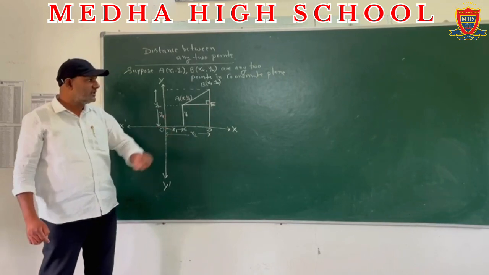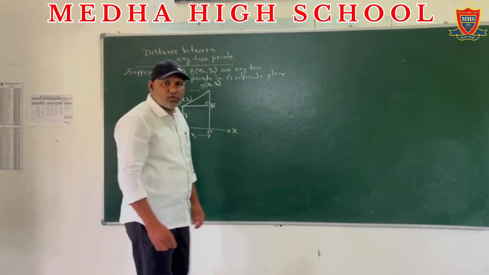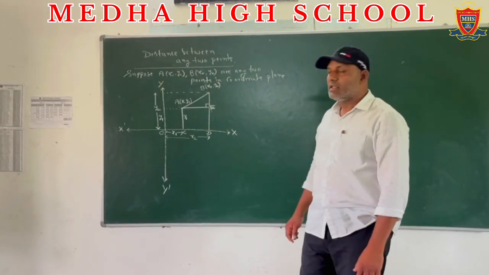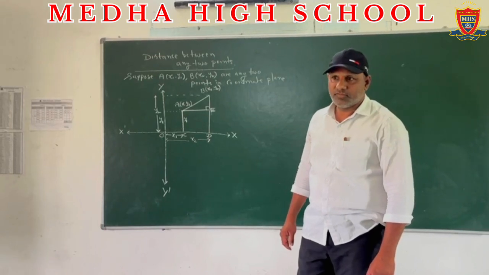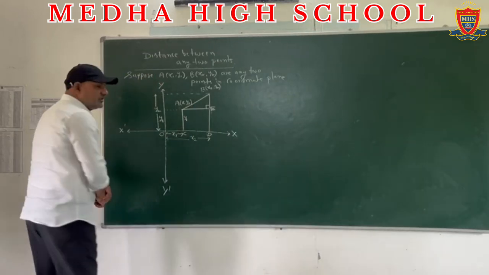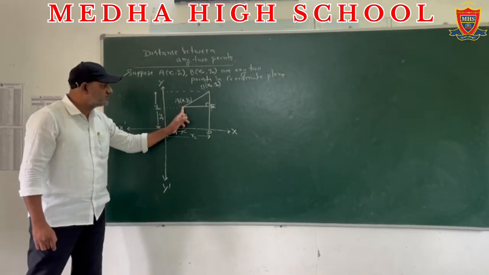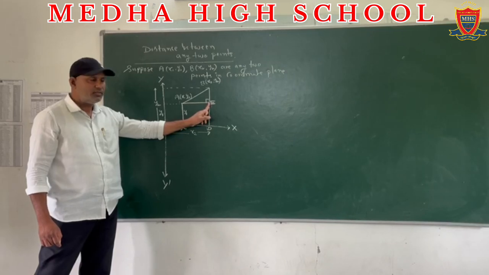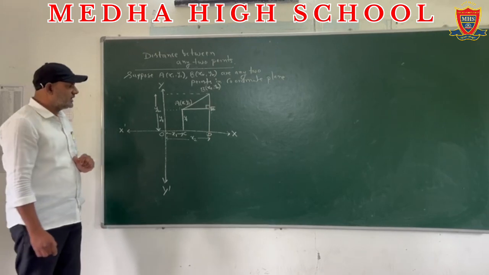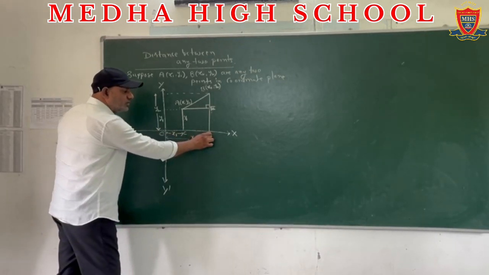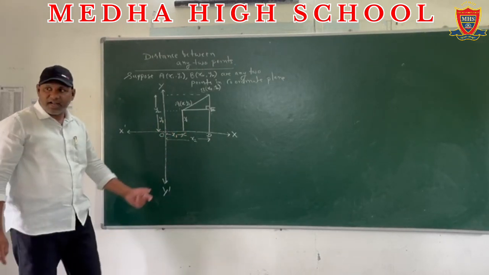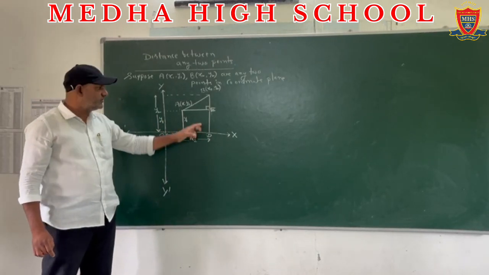Then triangle ABE becomes a right angle triangle. In a right angle triangle, if you know any two sides, we can automatically find the third side. So we can use the Pythagoras theorem here. By seeing this diagram, we can find the distance from A to E. How do we get it? The distance from O to D is x2. The distance from O to C is x1. If you subtract x1 from x2, we will get this distance.